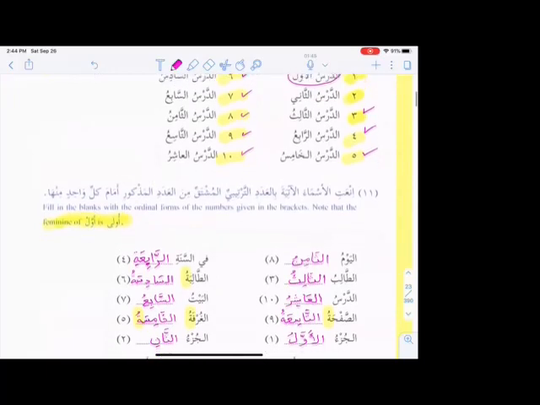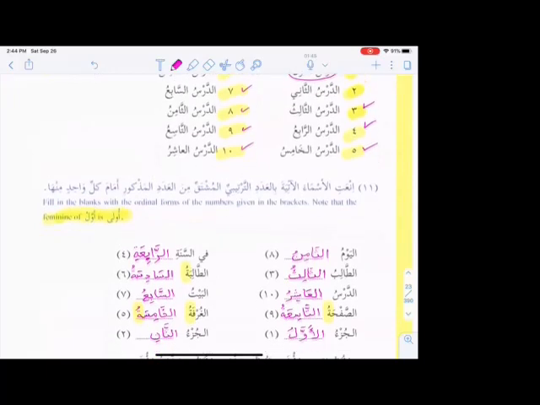If it was a book or any other muzakkar, we would have said Rabiu. But here it is Sanati, so we have to make it muannas: Rabiati. What is the meaning of Sanati Rabiati? 4th year. Again the same thing has come again.